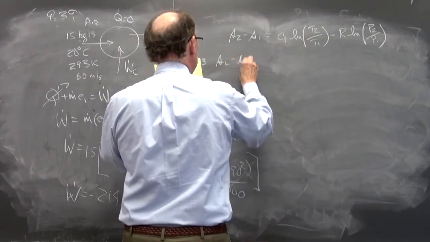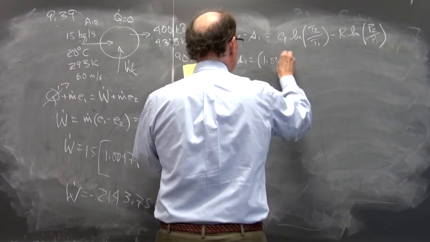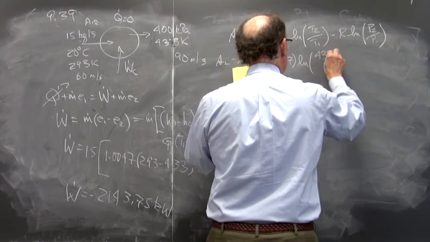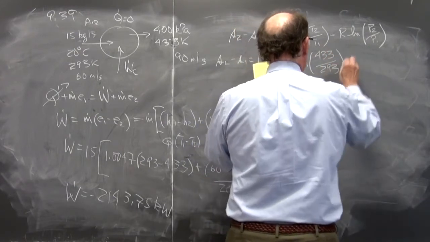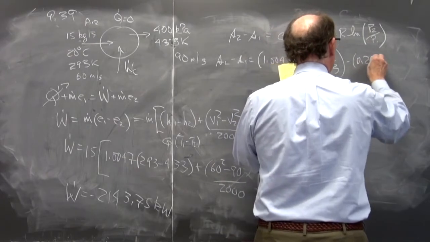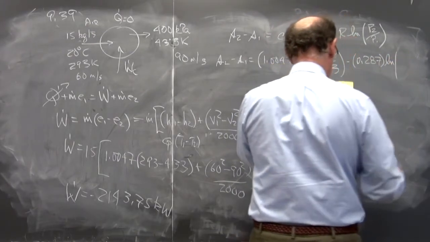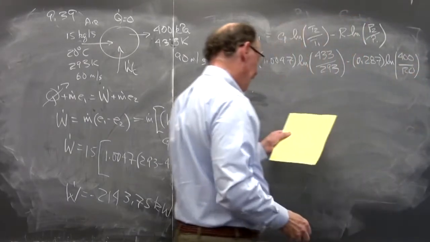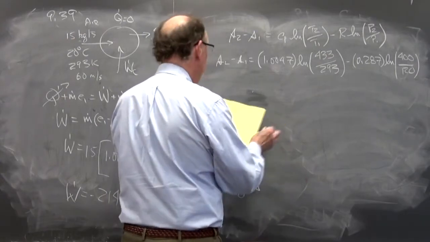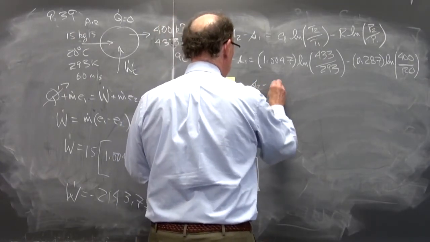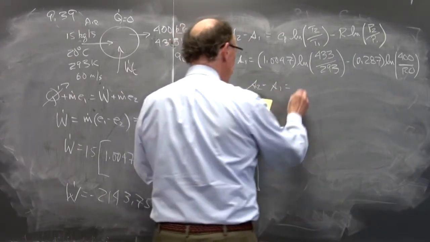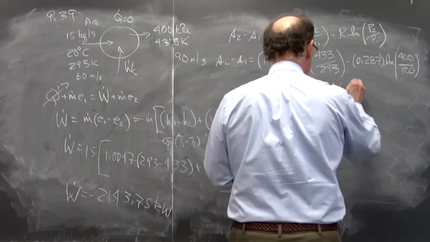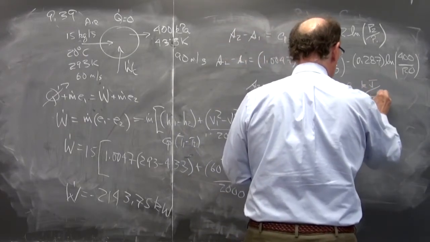S2 minus S1 is equal to 1.0047 times the log of T2, 433 over 293, minus 0.287 times the log of 400 over 120. And if I do that, we get that S2 minus S1 is equal to plus 0.0469 kilojoules per kilogram degree K.